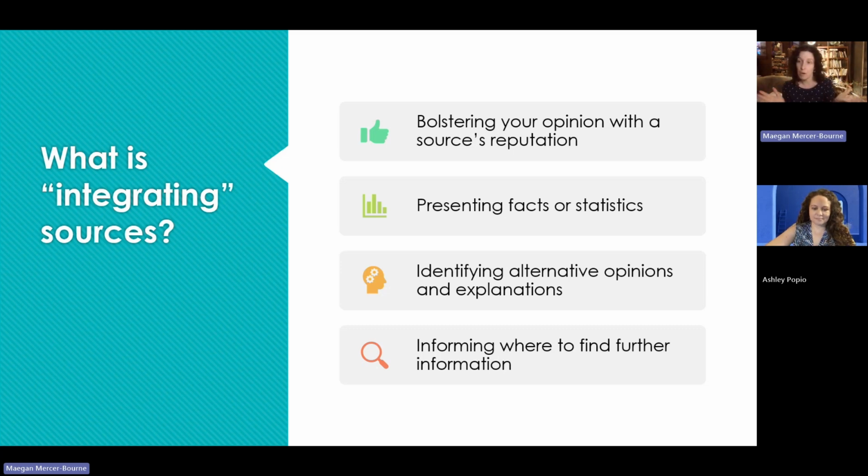Say, for example, you know for a fact that there's a higher percentage of women represented in colleges than there are men right now. You don't know the exact number. You know that that's true. You can go and find a source, and then you'll have the exact number, and you'll cite it so your readers know where it came from. You may want to identify alternative opinions or explanations. So maybe you want to highlight the opposing view, and you can find a source that would talk about someone who opposes what you think so that then you can argue against it and explain how your point relates. And you also are informing people of where to find further information.